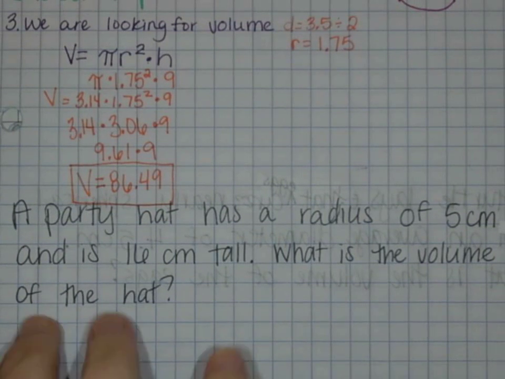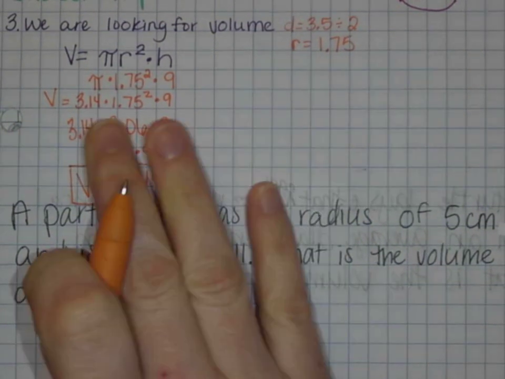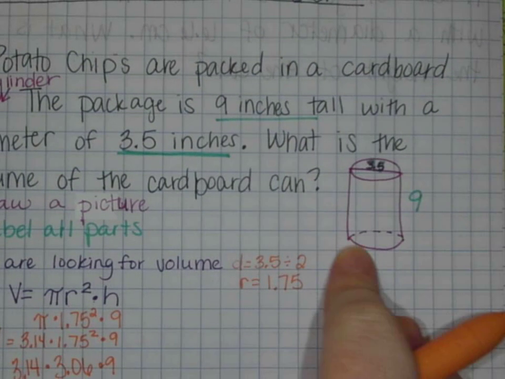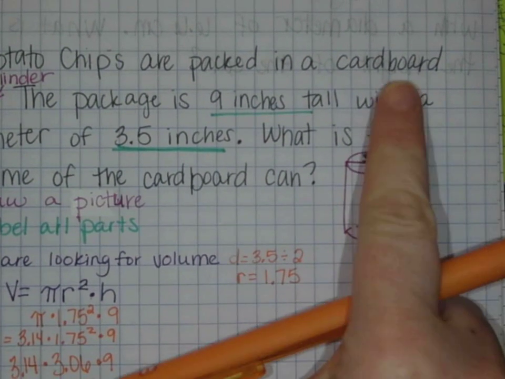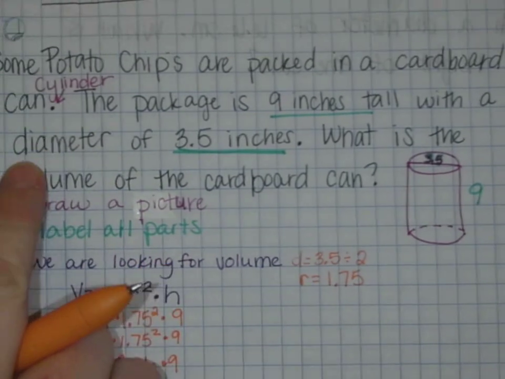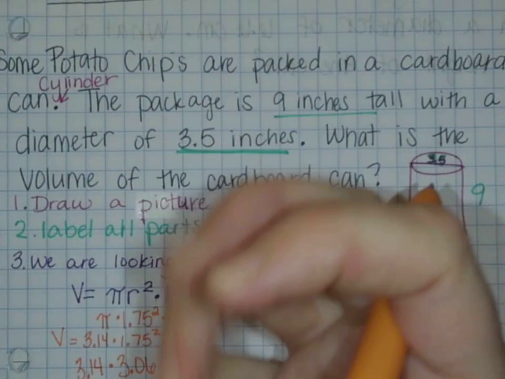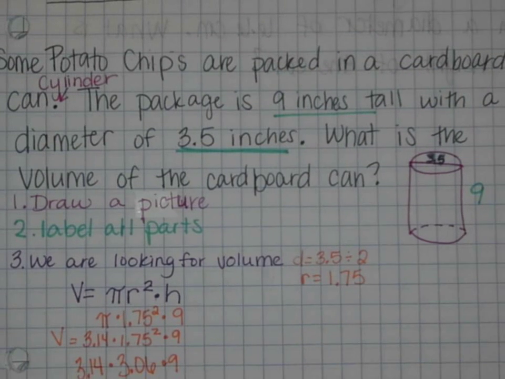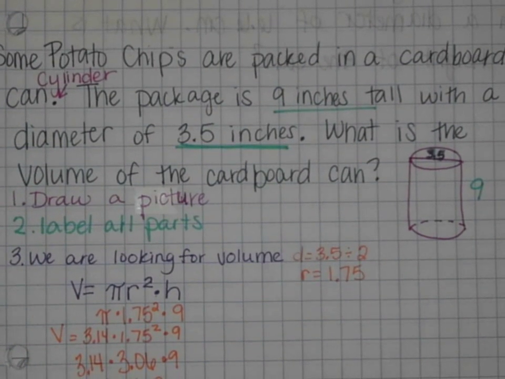So make sure, the biggest thing on these, it's just like we've been doing, it's just making sure to get the right shape. You wouldn't want to put a cardboard can as a cone. You wouldn't want to put it as a sphere or anything like that. You would just want to make sure that you're using the correct shape. So that's the biggest thing, is identifying the correct shape.